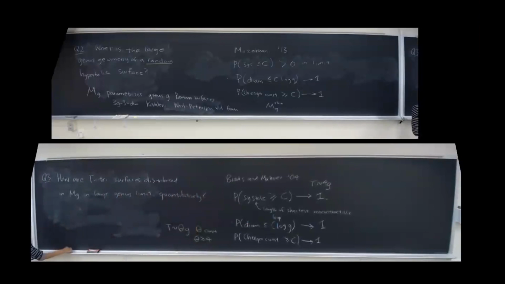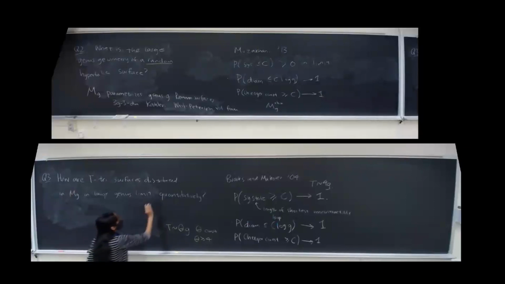Let me say how I'm going to make it precise. But actually, before that, basically, Brooks and Makover were the first people to start asking the question of how triangulated surfaces are distributed in moduli space, and then Mirzakhani proved this, and then there were many other results describing the similarity, and so more people started asking this question.